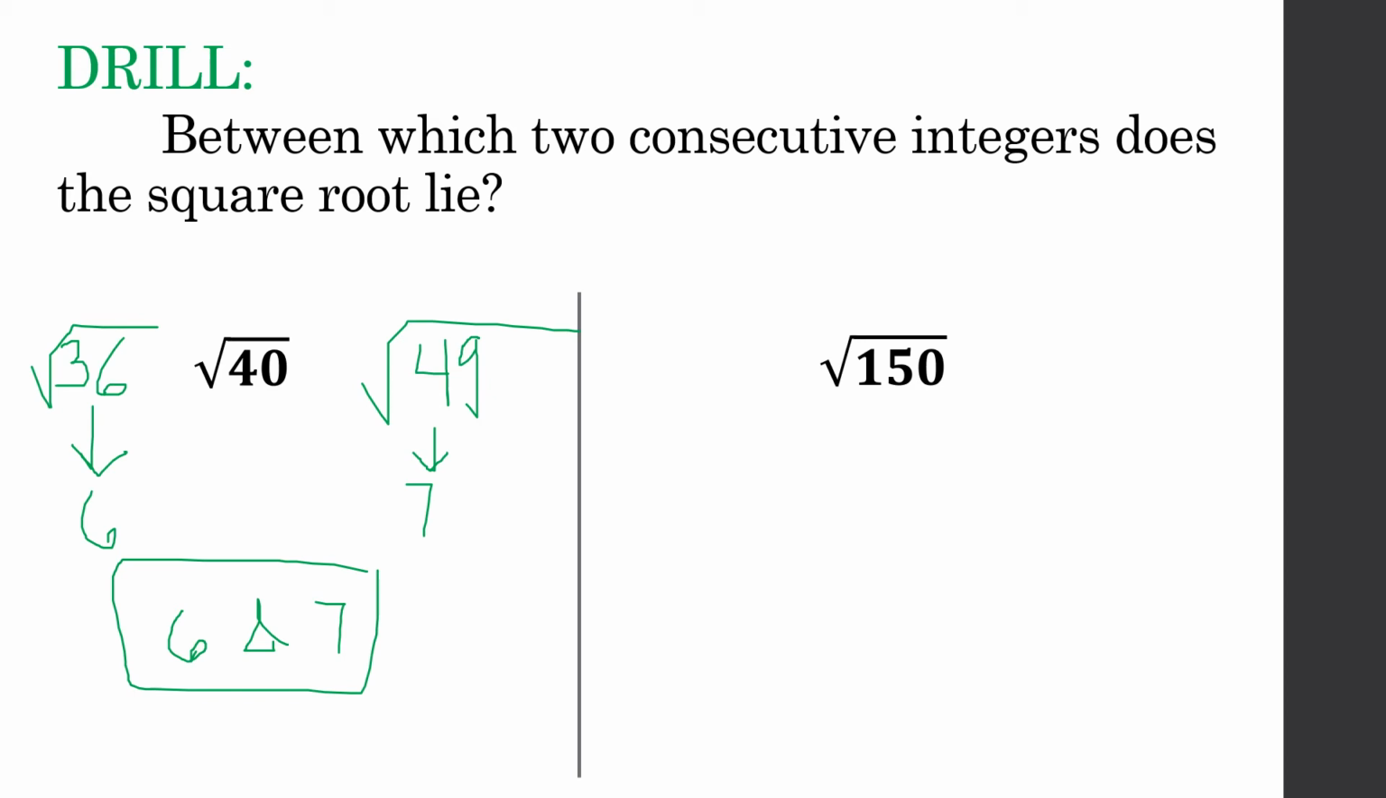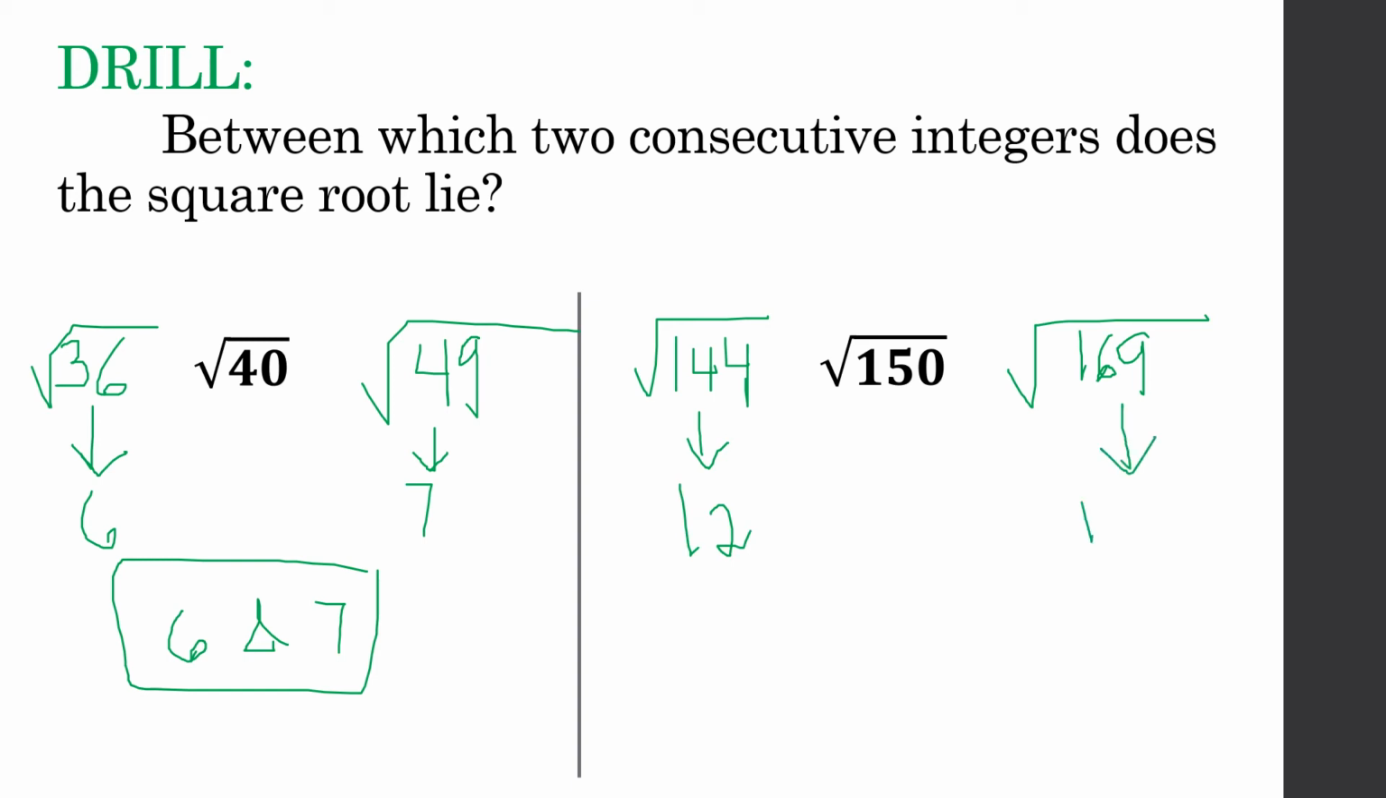How about square root of 150? So let us have the two perfect squares. That is 144 and 169. Square root of 144 is 12. Square root of 169 is 13. So the answer is 12 and 13. Therefore, square root of 150 is a decimal number between 12 and 13.